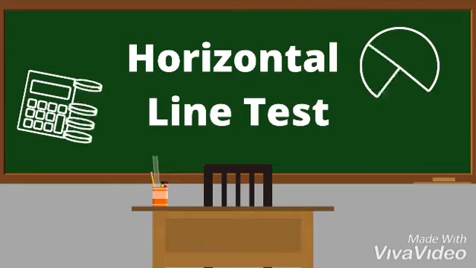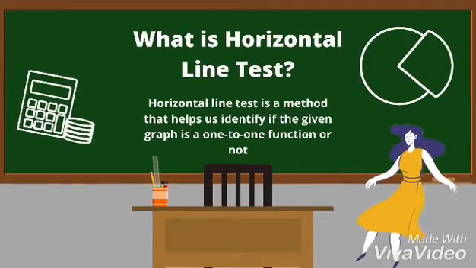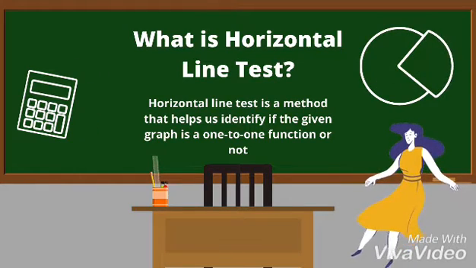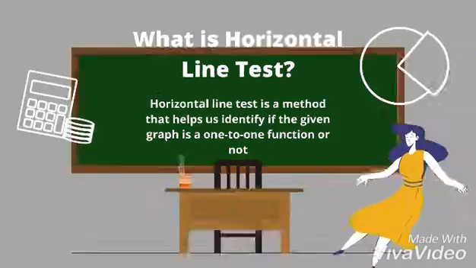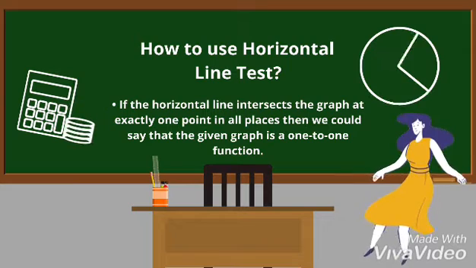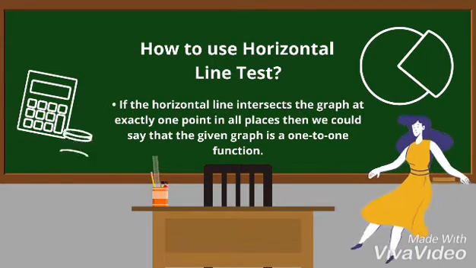What is horizontal line test? Horizontal line test is a method that helps us identify if the given graph is a one-to-one function or not. We should remember that if the horizontal line intersects the graph at exactly one point in all places, then we could say that the given graph is a one-to-one function.